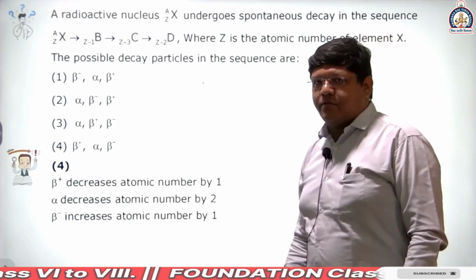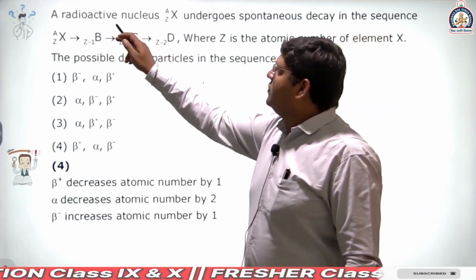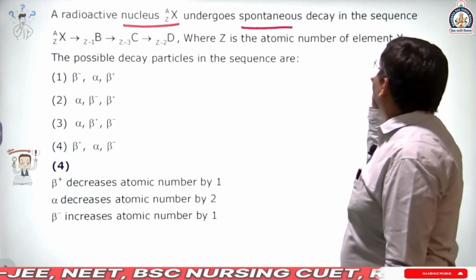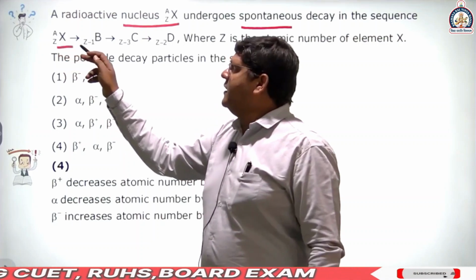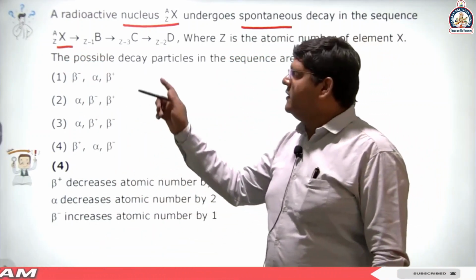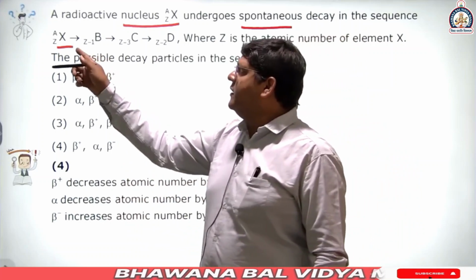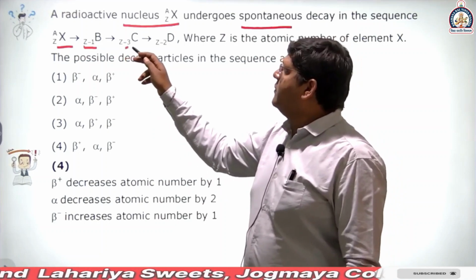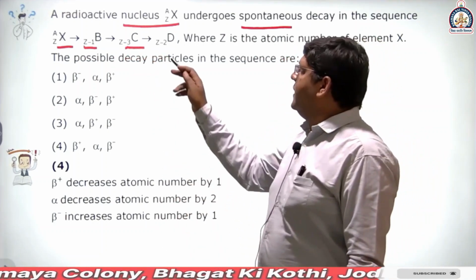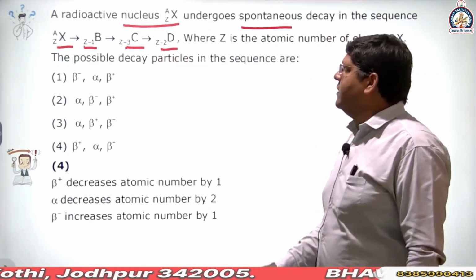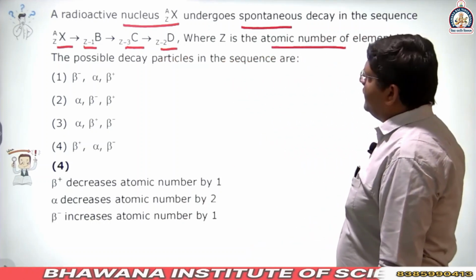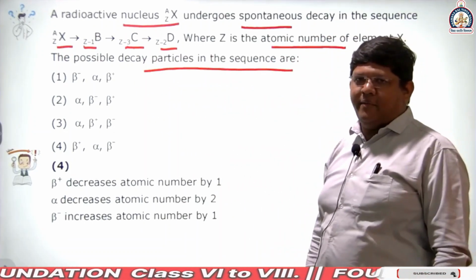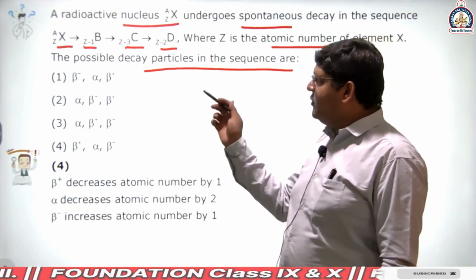Now moving to the next question, this is related to radioactivity. The question says a radioactive nucleus X with mass number A and atomic number Z undergoes spontaneous decay in a sequence. A is nothing but the mass number, Z is nothing but atomic number. Atomic number decreases by 1 in B, decreases by 3 in case of C, and becomes Z minus 2 in case of D, where Z is atomic number of element X. We have to predict which type of decay. There are 3 types of decay: alpha decay, beta decay, and gamma decay.